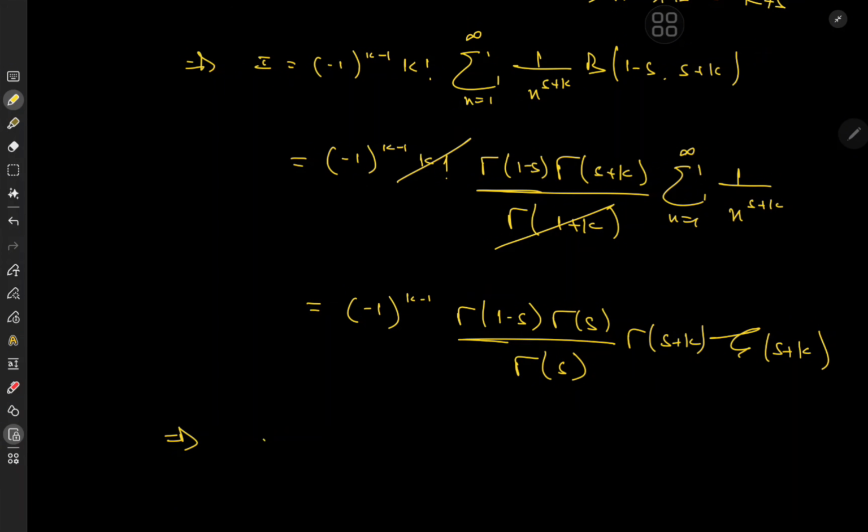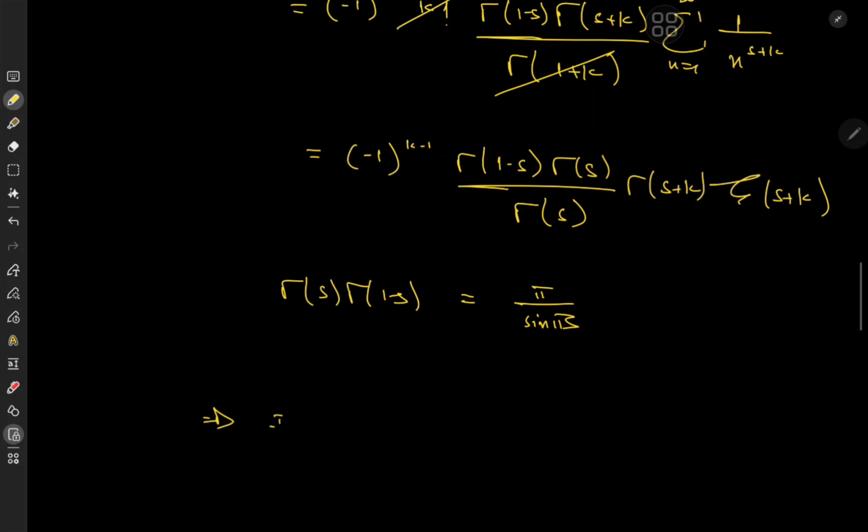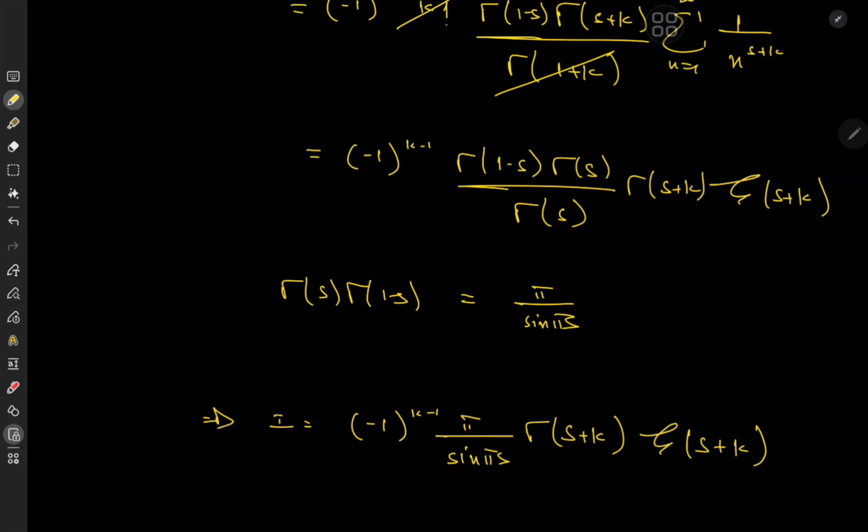So this implies that my target integral I sorts out to, wait, this is the reflection formula, correct? Recall that gamma s times gamma 1 minus s is just pi over the sine of pi times s. And all of this implies that your target integral I converges to (-1)^(k-1) times pi over sine of pi s times gamma of s plus k times the zeta function evaluated at s plus k. This is a stunning result. It is absolutely beautiful.